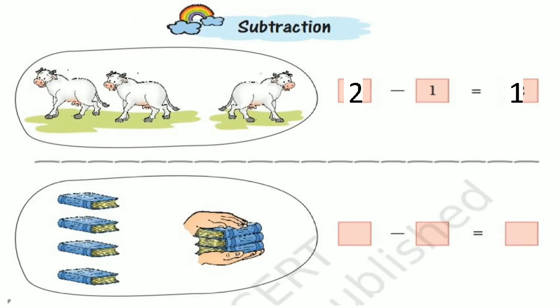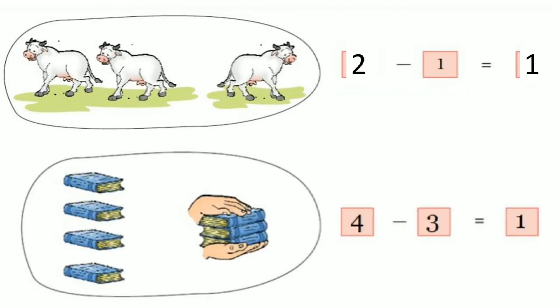Next, you can see some cows here. In the first picture, there are 2 cows. If one cow goes away, how many will be remaining? 2 minus 1. That is 1. Next, children, towards left, you can see some books, right? How many books are there? 1, 2, 3, 4. Isn't it? If we take away 3 books, how many will be left? 4 minus 3. What is the answer? Yes, 1. If we remove 3 books from 4 books, 1 book will be remaining.